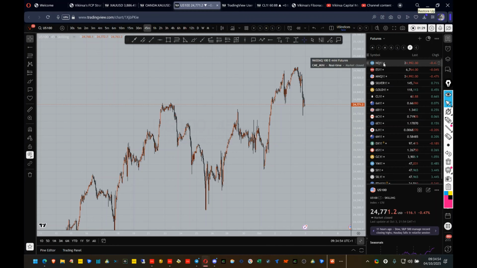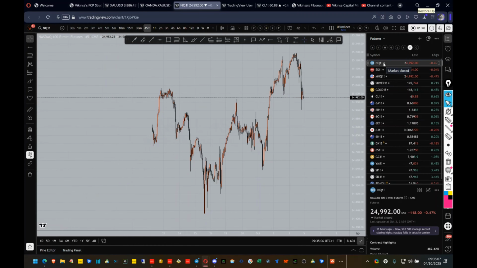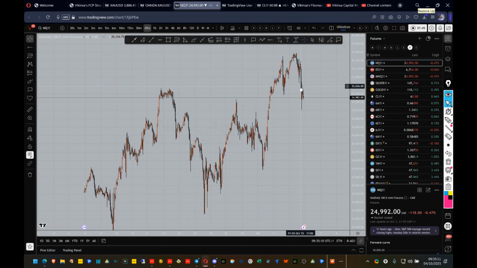Now why we need this is because they both belong to Nasdaq, but they have slight price differences because one is the futures chart and the other one is the CFD chart. So when I go to the NQ chart, you will notice that it has already hit the 25,000 number here. As you can see, it is right there. And the market has done a similar structure. Structure wise it's exactly the same. The price levels are different.